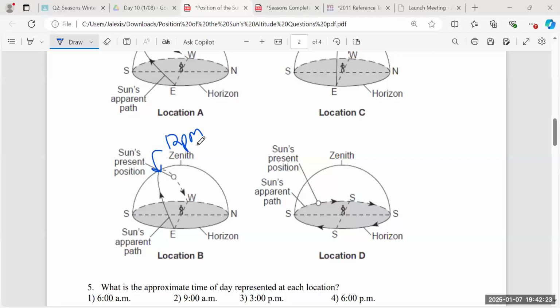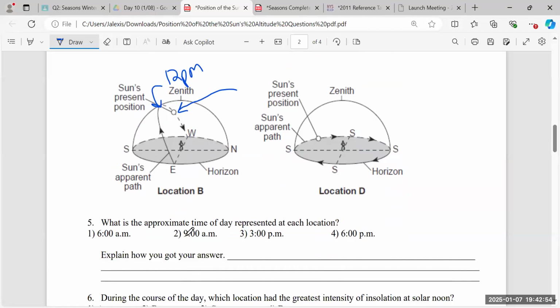So when the sun is at this position right here, it's 12 p.m. Look where the sun currently is. Sunrise occurs on the east side. It reached 12 p.m. and now the sun is on its way back down. That means this time period has to be later than 12 p.m. So what can I cross out? I can cross out 6 a.m. I could even cross out 9 a.m. Now I have to see if it's 3 p.m. or 6 p.m.